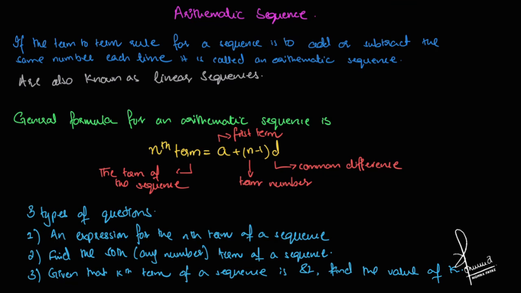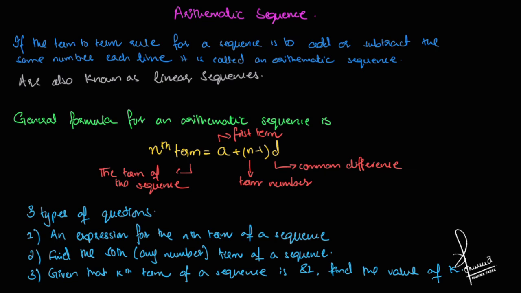To sum up arithmetic sequences for you, first of all, what are they? It is when the term to term rule is to constantly add or subtract the same number each time. So you are adding the same number to each previous number to get to the next. You also call them linear sequences. The general formula for an arithmetic sequence is the nth term is equal to a plus n minus 1 into d, where a is the first term, n is the term number, d is the common difference, and the nth term is the term in the sequence at that particular number.